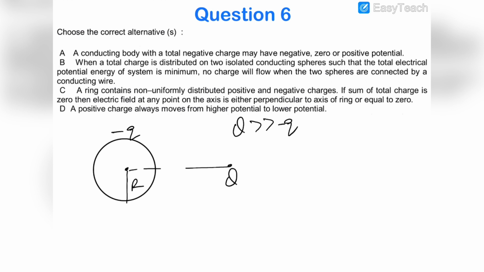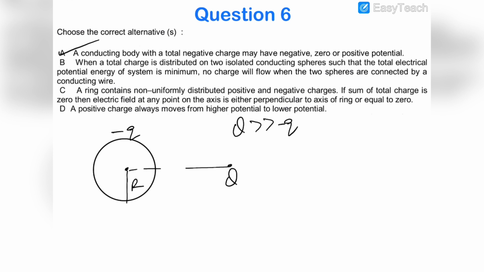So the potential of this capital Q on the shell would be positive, and the magnitude of potential of this capital Q would be greater than the magnitude of potential of this minus q. So we can say the net potential of this shell would be positive, and if the potential due to this capital Q and due to this minus q is equal in magnitude, then the net potential on this shell would be 0. So we can say that A option is correct.